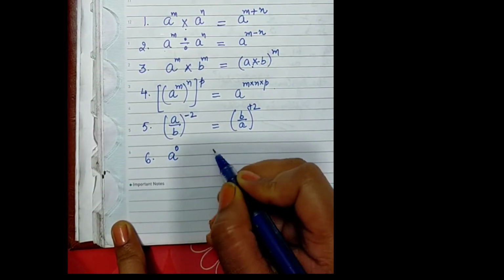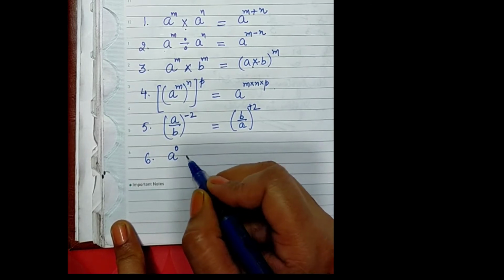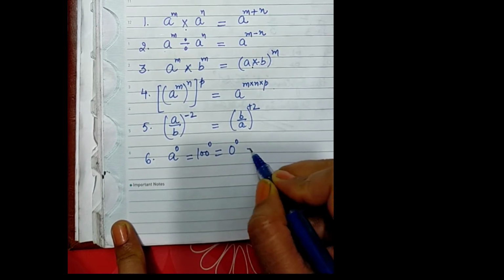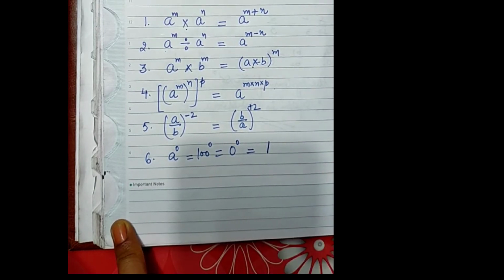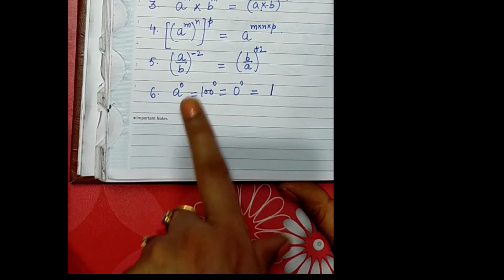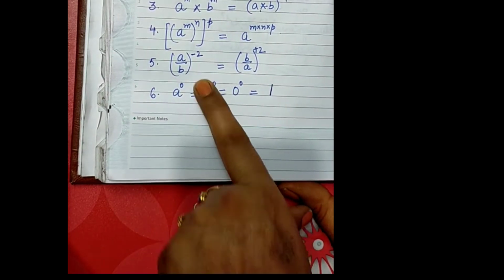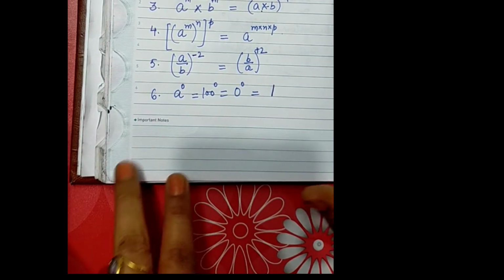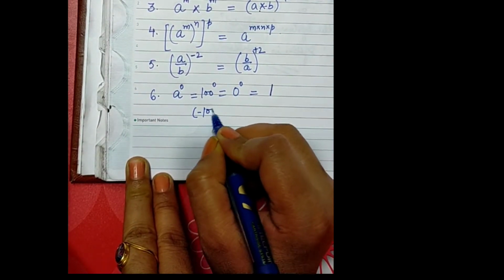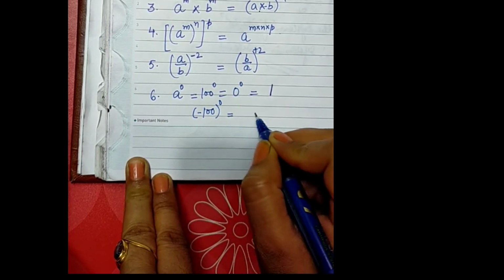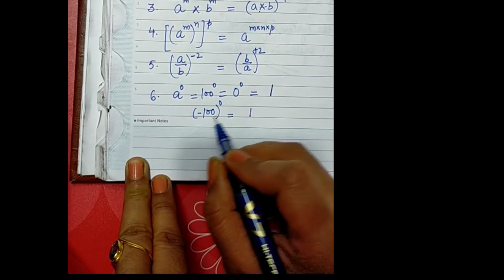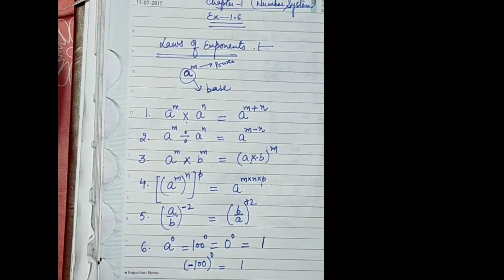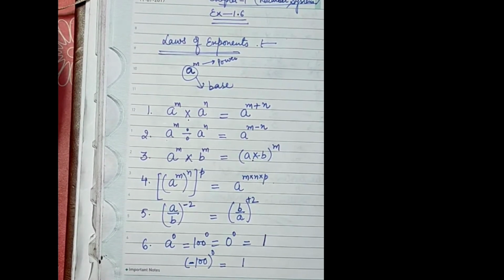A raised to power naught: any base raised to power 0, 100 raised to power 0, 0 raised to power 0, all will have the answer 1. Any number whose power is 0 is equal to 1. Even a negative number having power 0 is 1. There will be no minus sign with it because the minus is also coming under the bracket. So these were some laws of exponents.